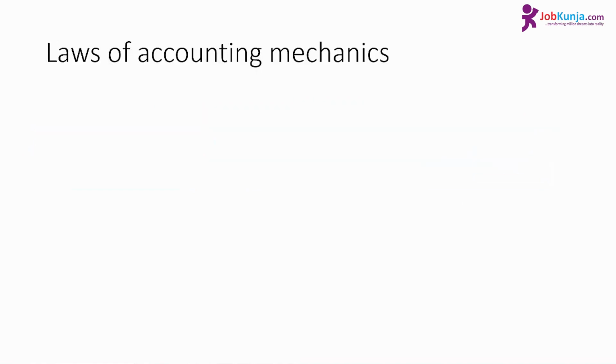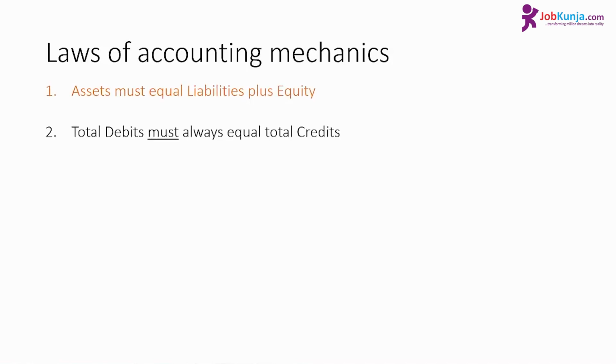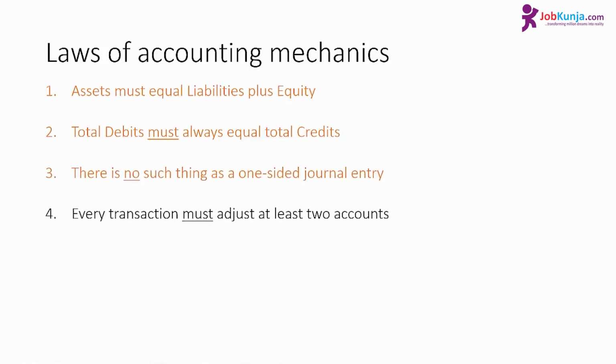So let's summarize what you need to know from this lesson. First of all, assets must equal liabilities plus equity. Second, total debits must always equal total credits. Thirdly, there's no such thing as a one-sided journal entry. Fourth, every transaction must adjust at least 2 accounts, 1 credit and 1 debit, though you can have more than 2 accounts included in the same journal entry, but that's another lesson.